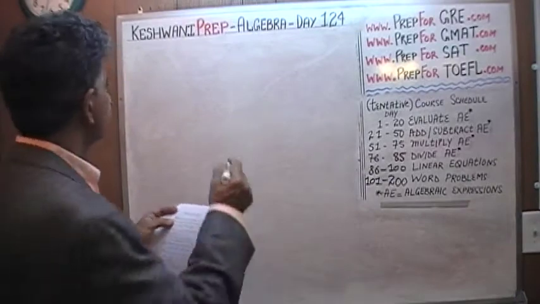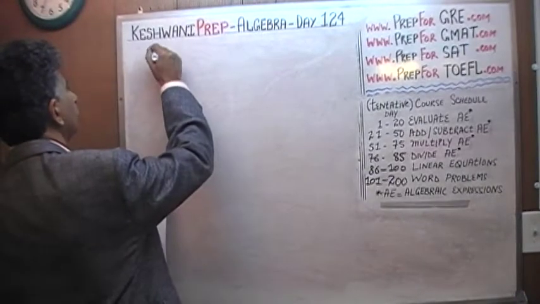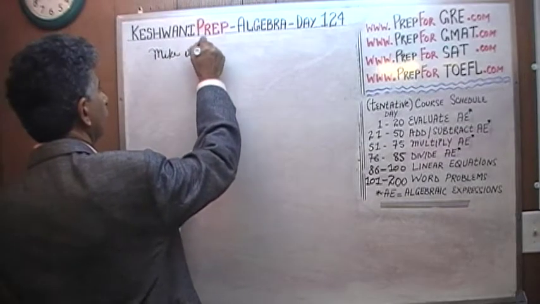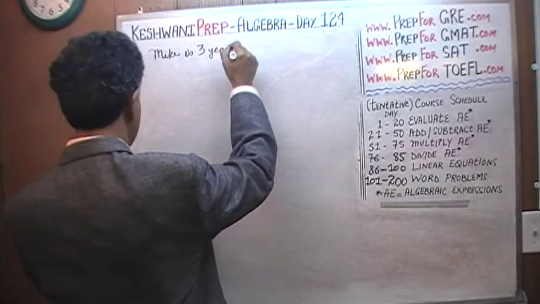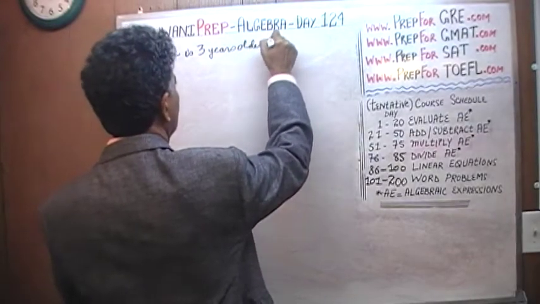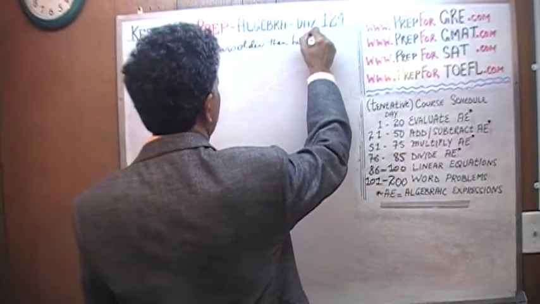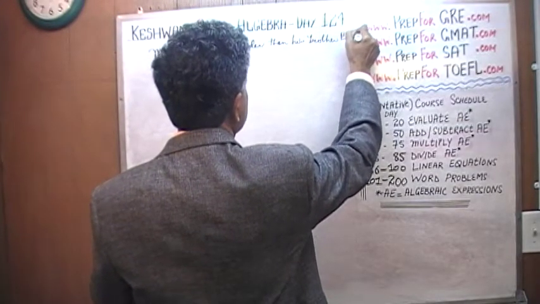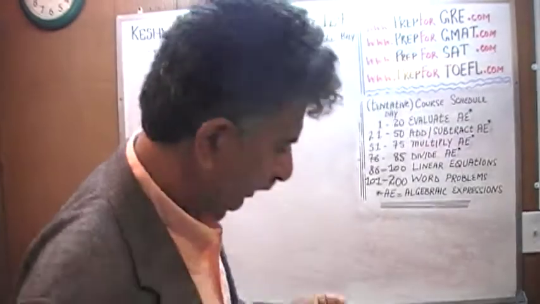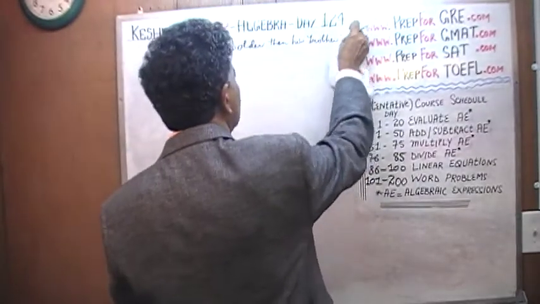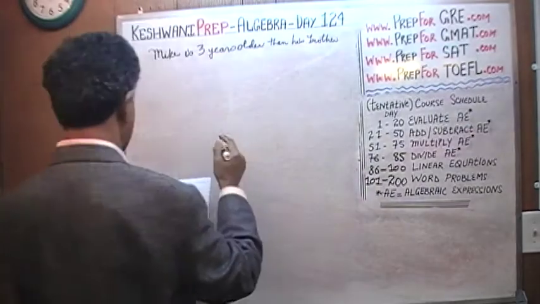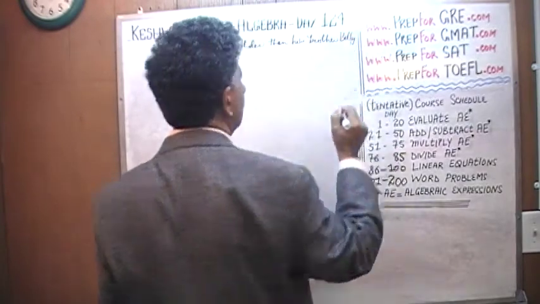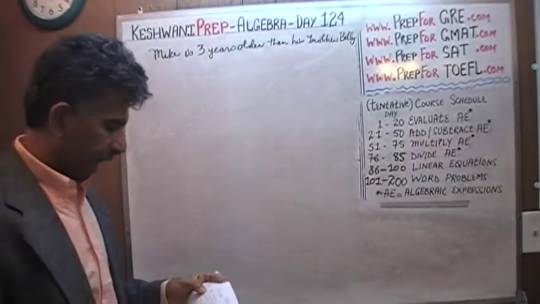Here's the question. Mike is 3 years older than his brother Billy. Billy should have two L's in it, I believe. Not that it matters. So Mike is 3 years older than his brother Billy.